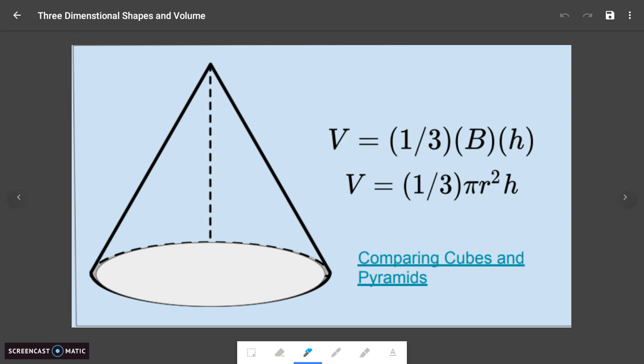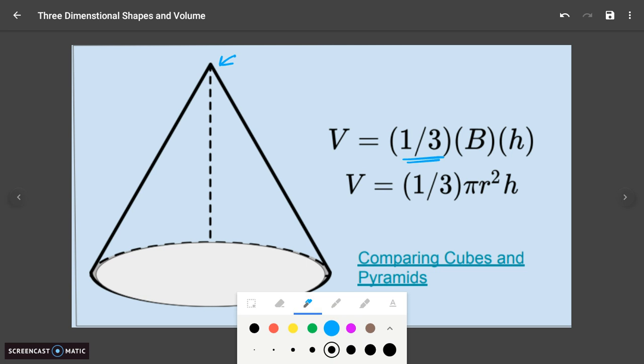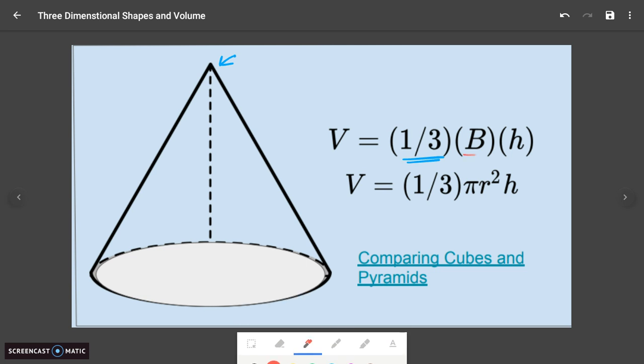Here we see the volume of a cylinder. A cylinder, like the pyramid, kind of points out at the top, which involves that 1/3 piece again. So anything with that pointy top, that's where this 1/3 is coming from. And like all of our other formulas, we get capital B, which is the area of the base.